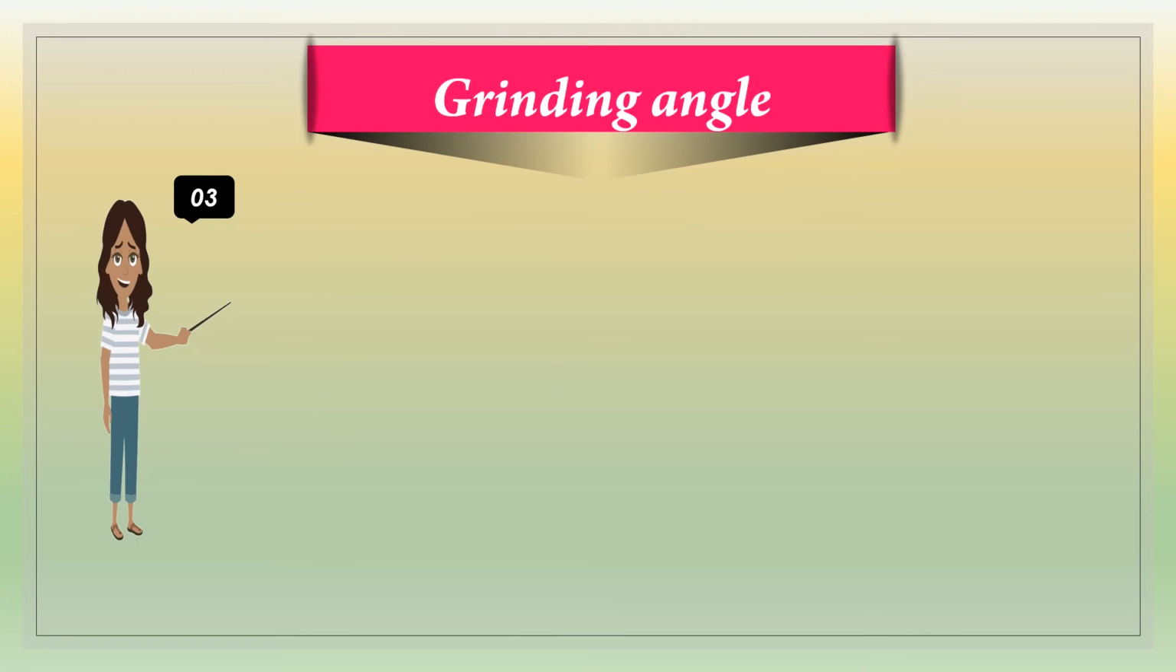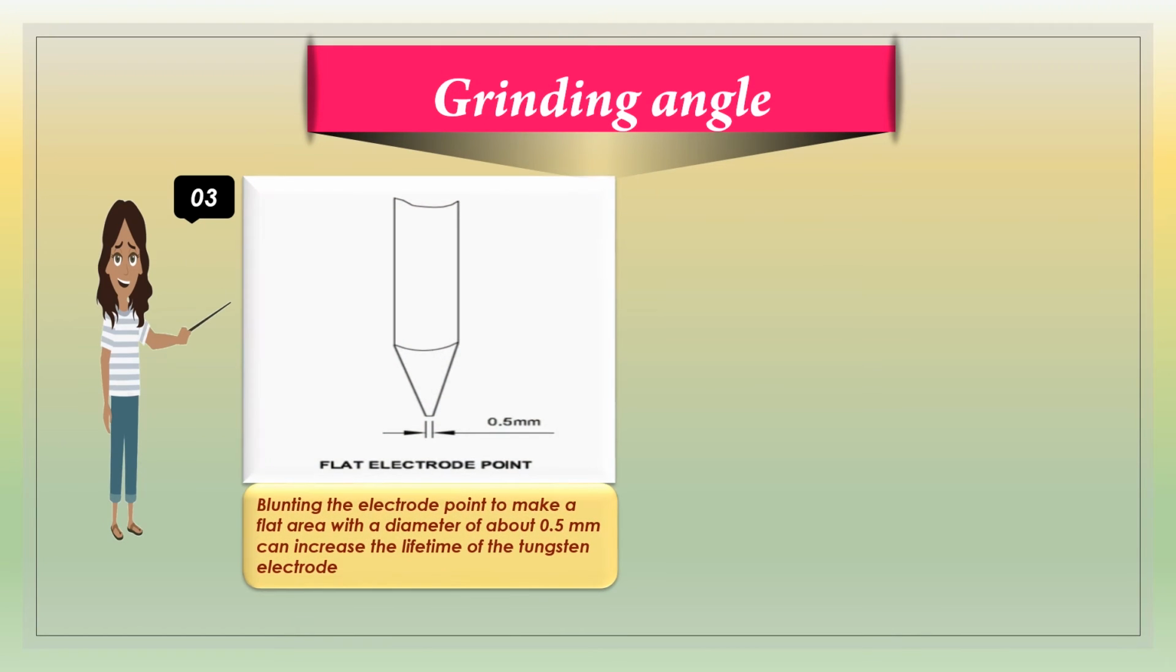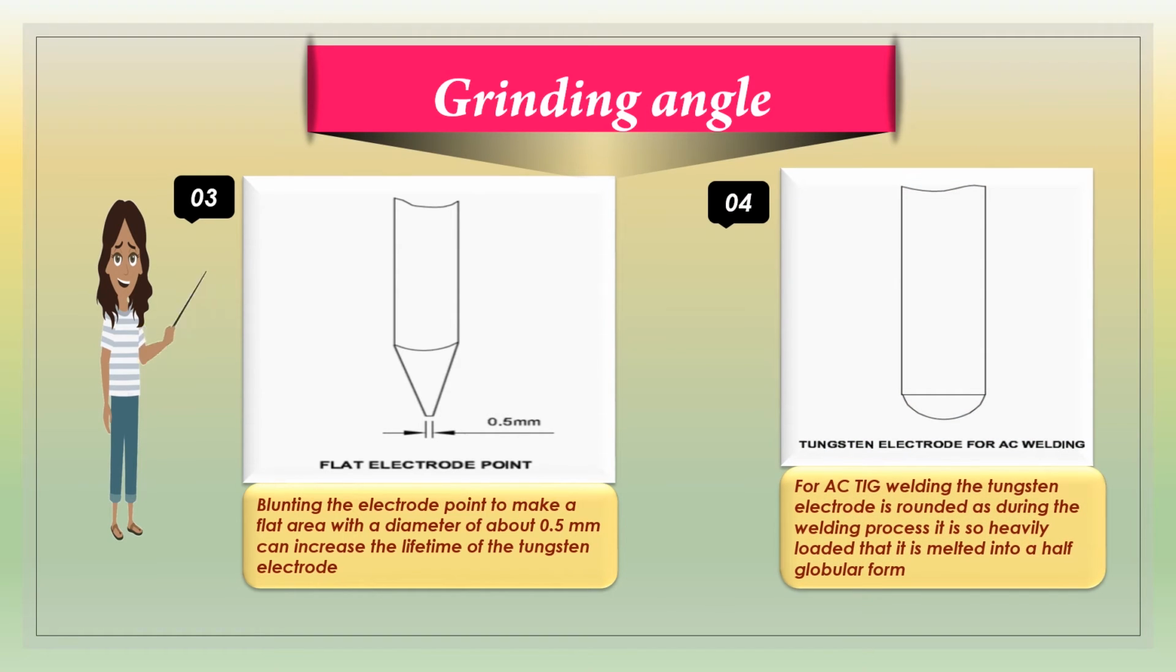In figure number 3, you can see blunting the electrode point to make a flat area with a diameter of about 0.5 mm can increase the lifetime of the tungsten electrode. In figure number 4, you can see for AC tungsten inert gas welding, the tungsten electrode is rounded, as during the welding process it is so heavily loaded that it is melted into a half globular form.